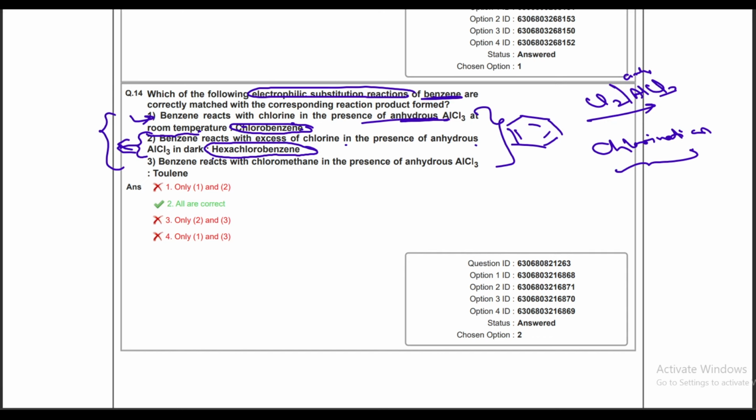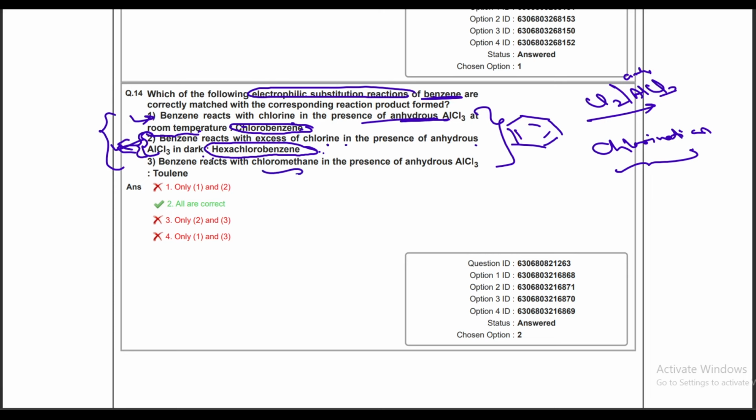However, we know that in this statement they are saying benzene reacts with excess of chlorine. Yes, benzene reacts with excess of chlorine in the presence of anhydrous aluminum chloride in the dark, but this process occurs under UV light or at high temperature. So overall this statement is correct. So the first and second statements are also correct.